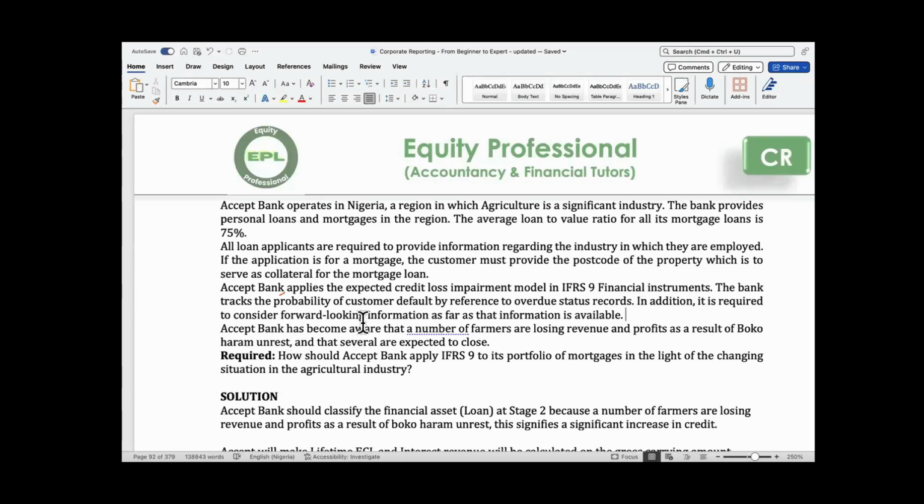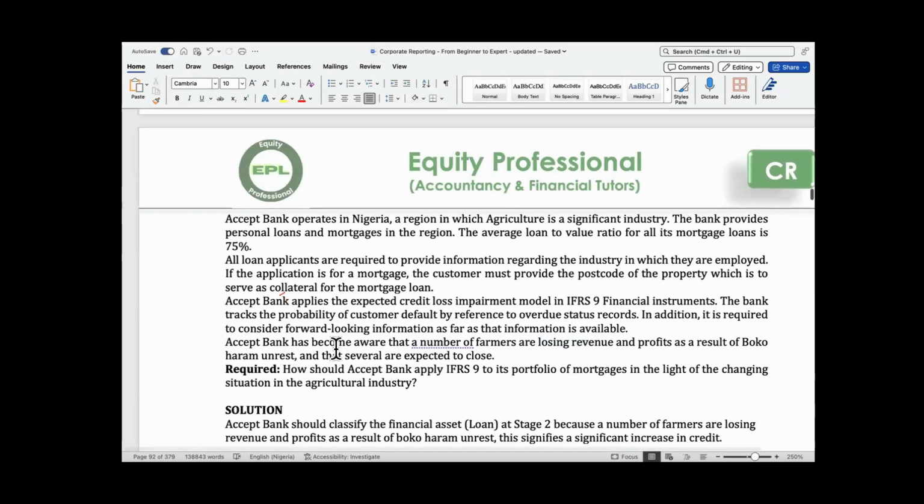Asset Bank has become aware that a number of farmers are losing revenue and profits as a result of Boko Haram unrest, and that several are expected to close. So how should Asset Bank apply IFRS 9 to its portfolio of mortgages in the light of the changing situation in the agriculture industry?